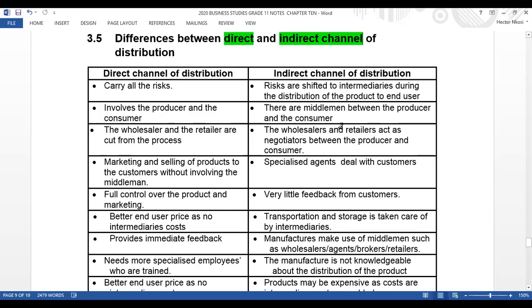Whereas here, the wholesalers and retailers act as negotiators between the producer and consumers. The marketing and selling of products to the consumers without involving the middleman here. Here, it's specialized agents that deal with your customers. There's so many of them.